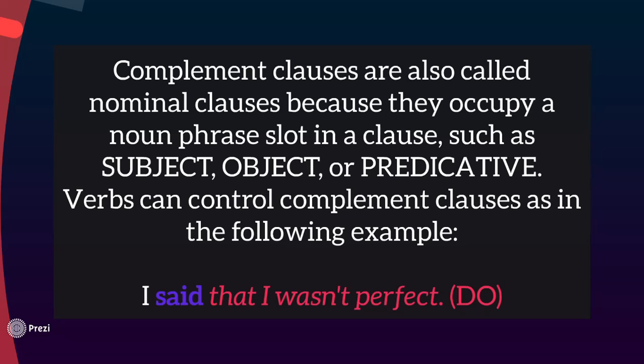In this first example, I said that it wasn't perfect. We can see how the dependent clause is placed after a verb. In this case, we can say said is the controlling element of this dependent clause. Here, the dependent clause acts as the direct object of the clause, being placed after a transitive verb.